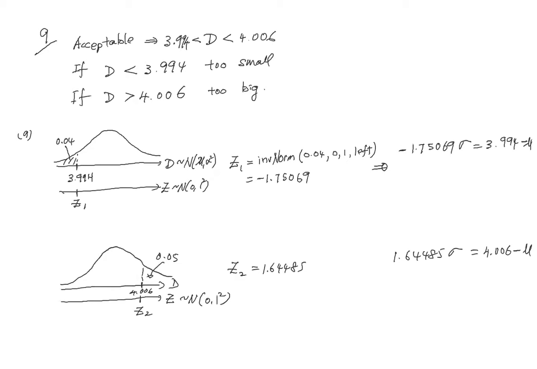4.006 minus mean. So what you can do is you minus the two equations, all right? The top minus the bottom, easier. So 1.64485 plus 1.75069. So you got 3.39554 standard deviation equal to 4.006 minus 3.994. So you get 0.012. So you see, things made by machine is very, very precise.